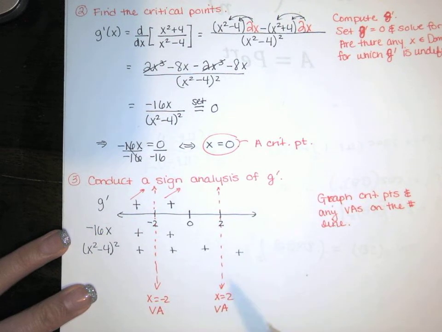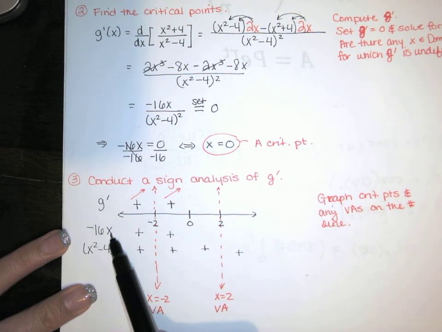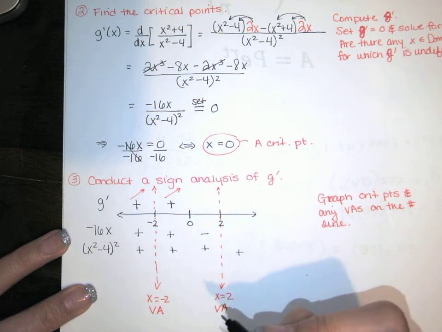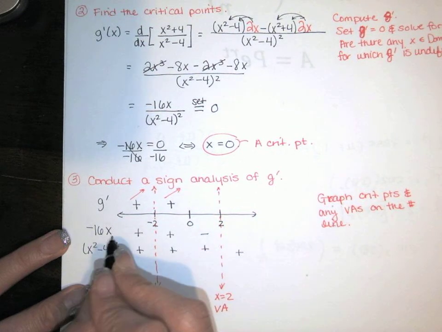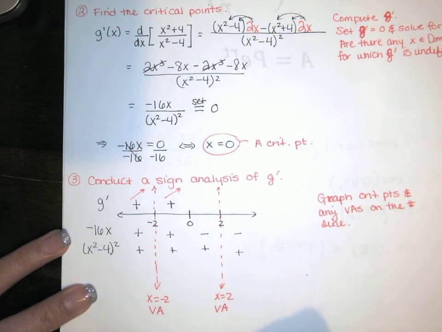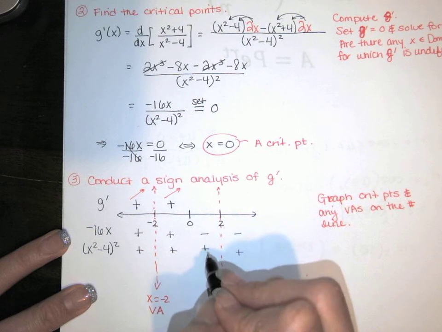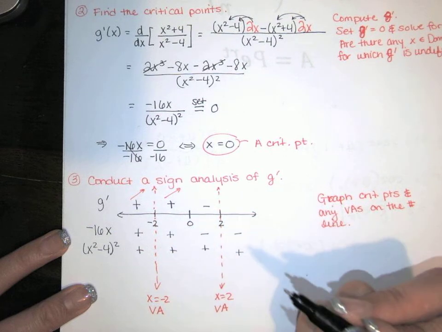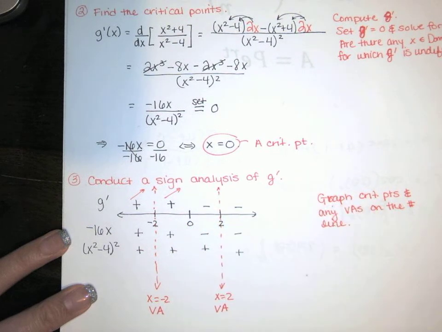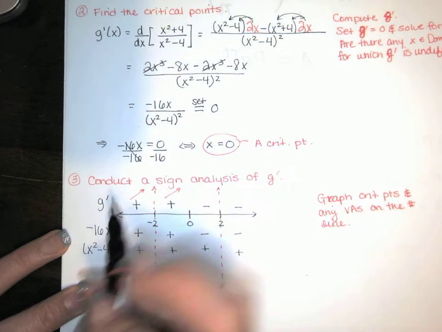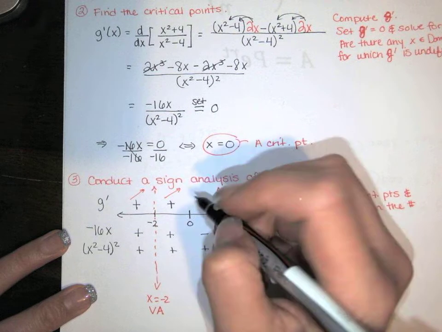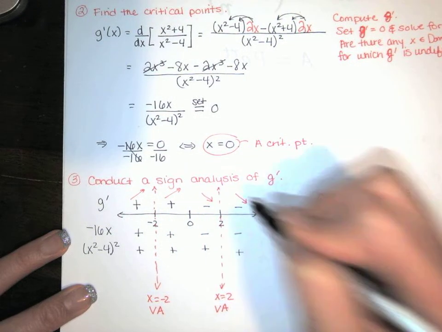Let's see what happens over here. Substitute in x equals 1, you get -16, that's negative. Substitute x equals 3 here, you get -48, negative. A negative divided by a positive is negative, and a negative divided by a positive is negative. So that means g prime is negative. If g prime is negative, the function is decreasing.